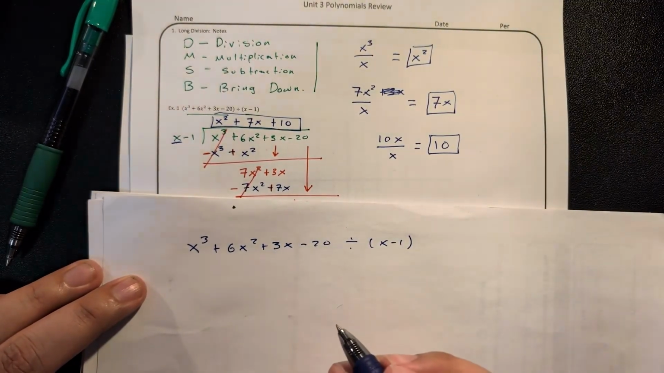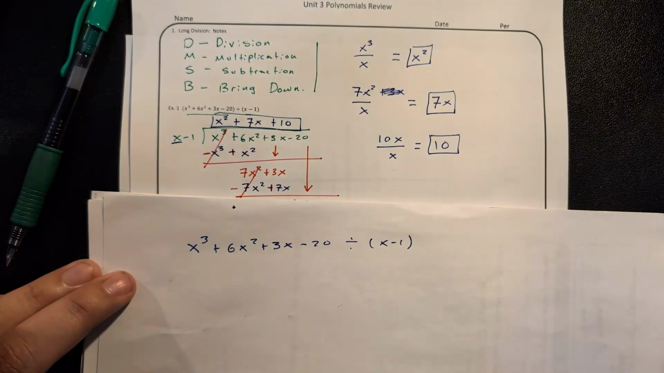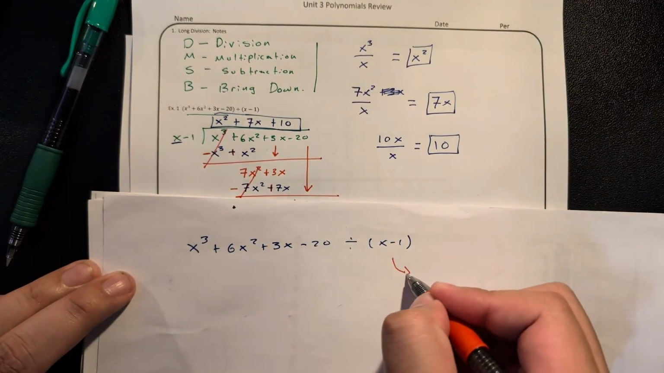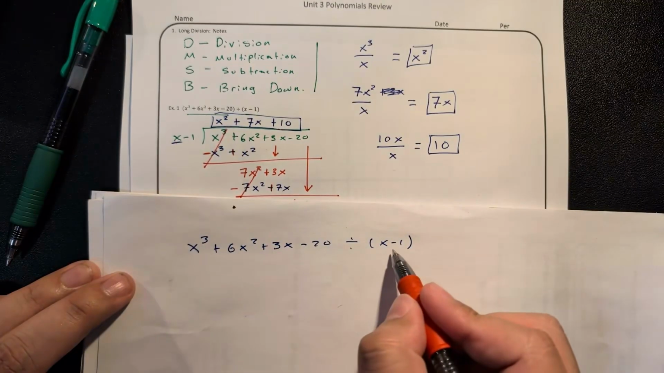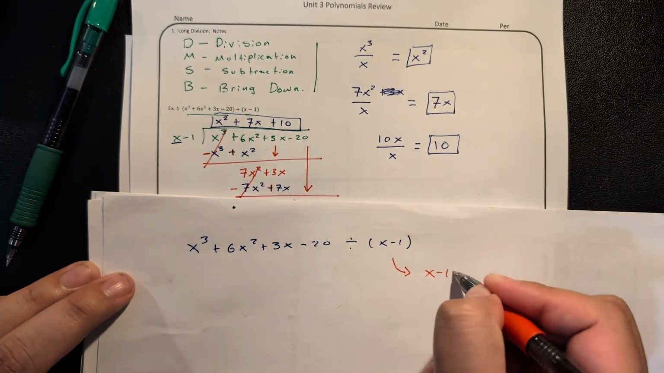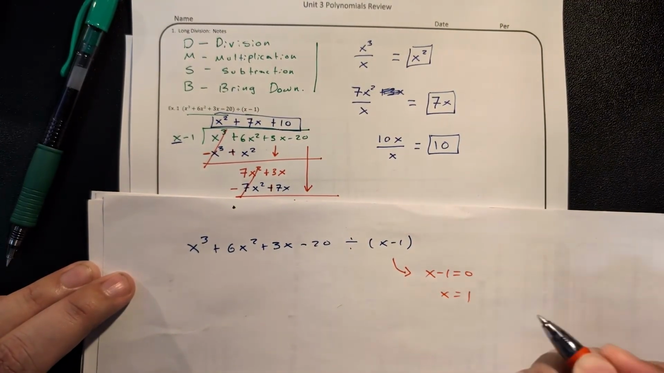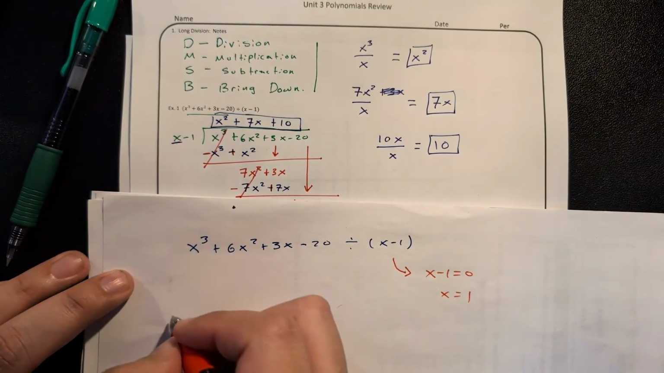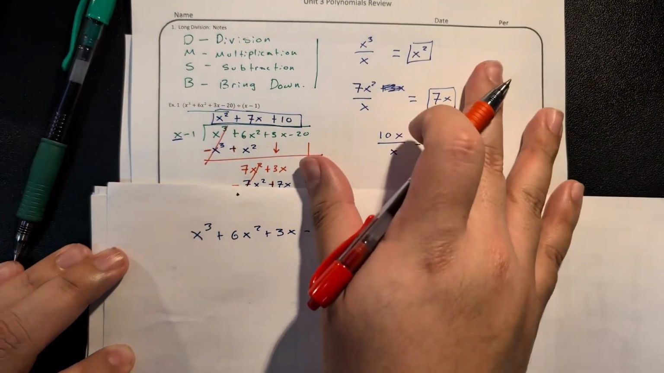Okay, so to do synthetic division, we first have to solve what we're dividing by. So we're going to set it equal to 0. We get x equals 1. And now we're going to rewrite this.